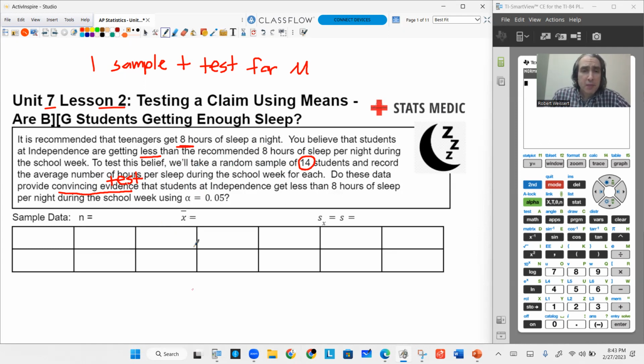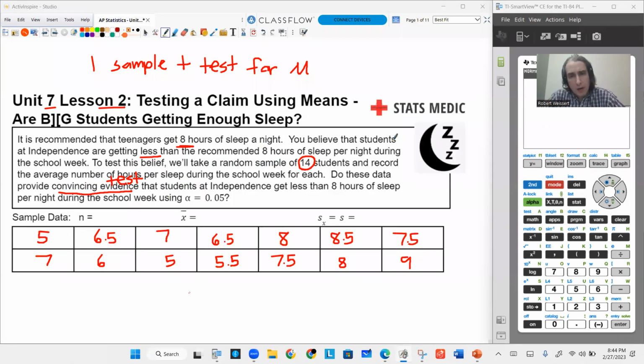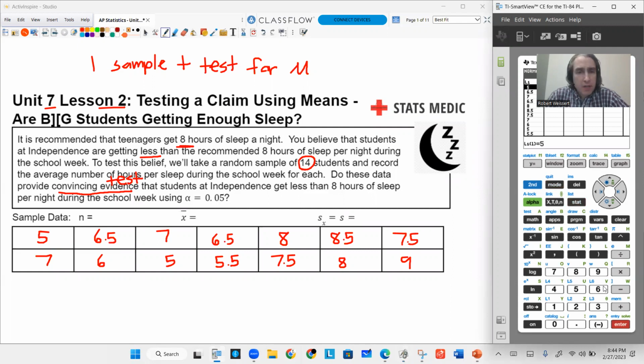So the first thing is we need some data. Well, guys, I went out and I took a random sample of 14 students, and here are the sleep hours that I got recorded from them. These are all in hour or half hour increments. So we have 5, 6.5, 7, 6.5, etc. So with these 14 data points here, we're going to put this data in our calculator. So go to your stat edit and enter those 14 numbers in there.